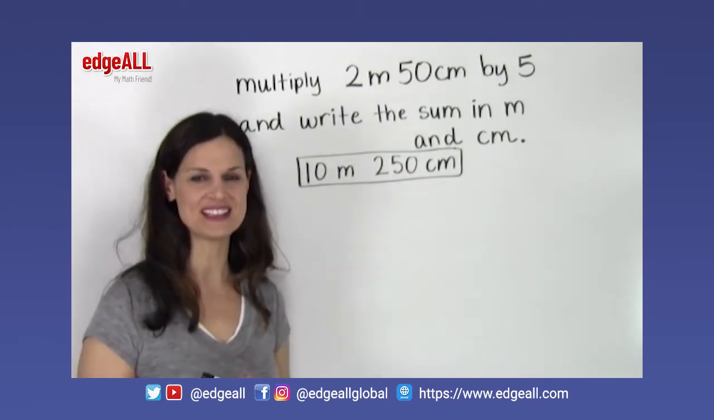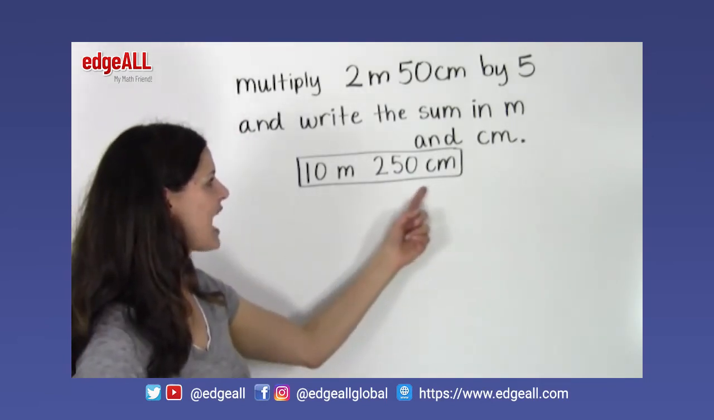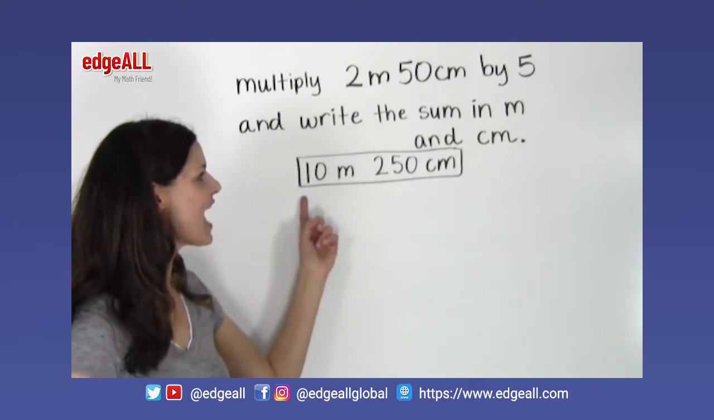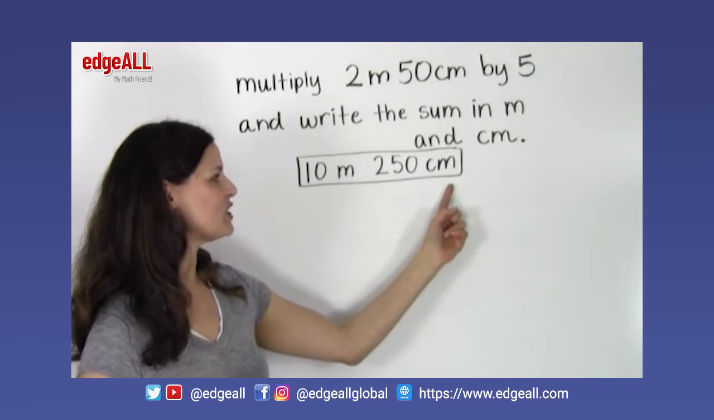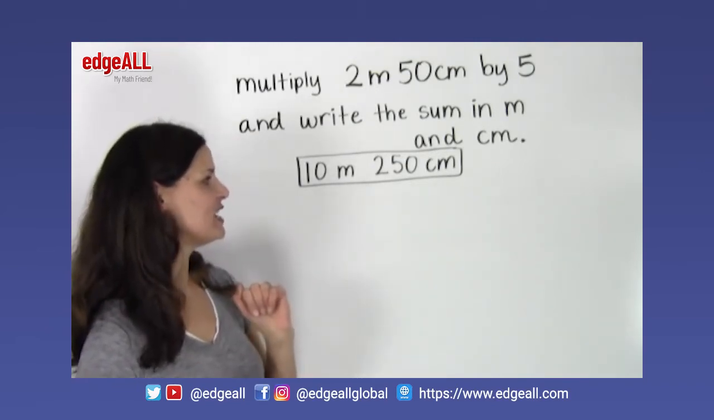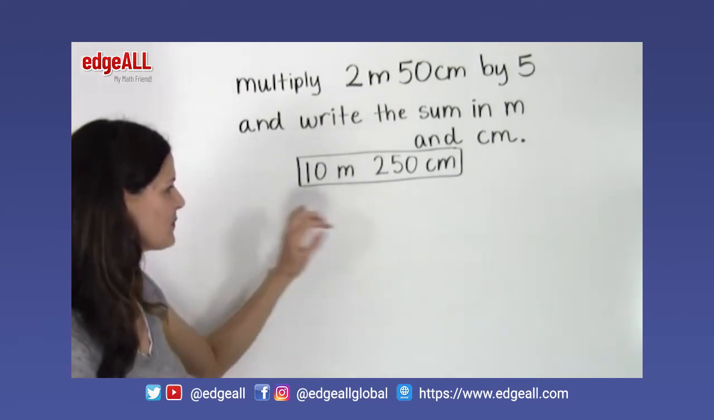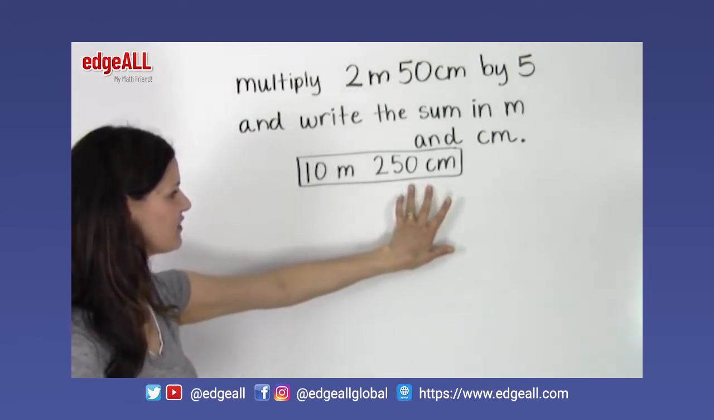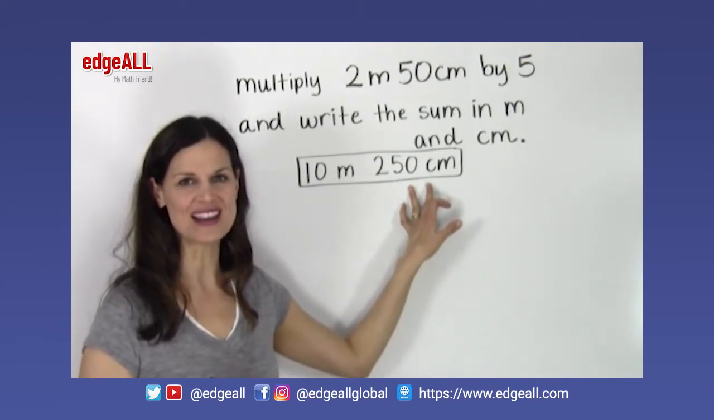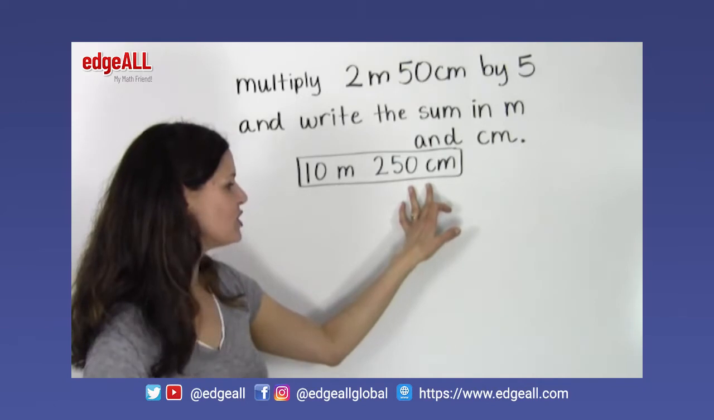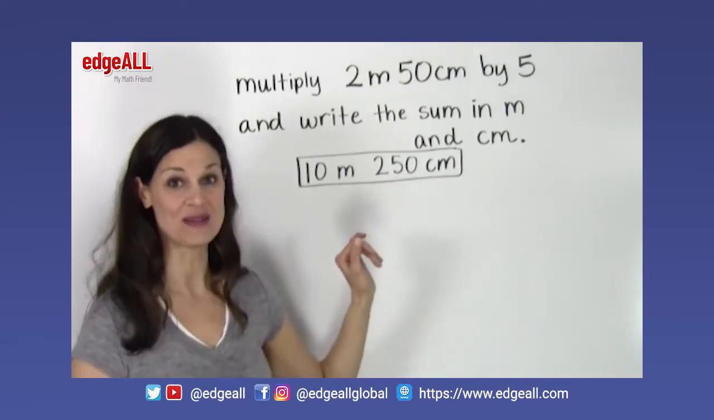Let's take a closer look at our answer of 10 meters 250 centimeters and see if we can break this down to a little bit simpler form. Once I've gotten to this point, I want to look at the answer to see if any of my units can be simplified or rewritten using a bigger unit. To do this, you need to remember your unit conversion tables. Here we have 250 centimeters, and we know that 1 meter equals 100 centimeters. So 250 centimeters is definitely more than 1 meter.